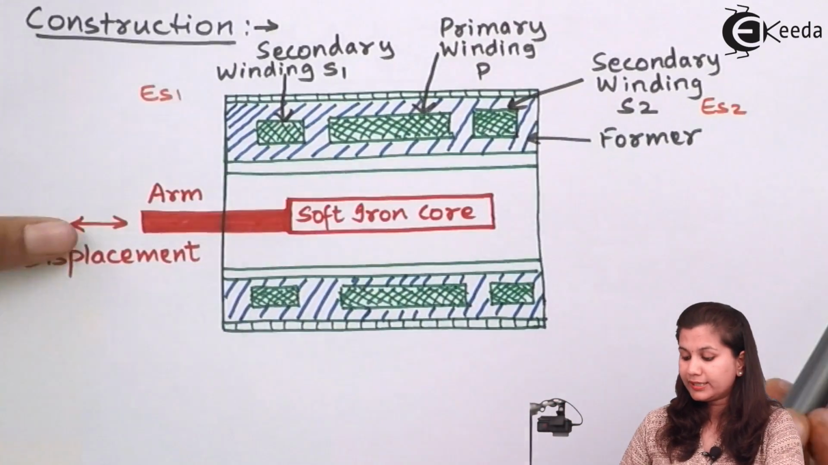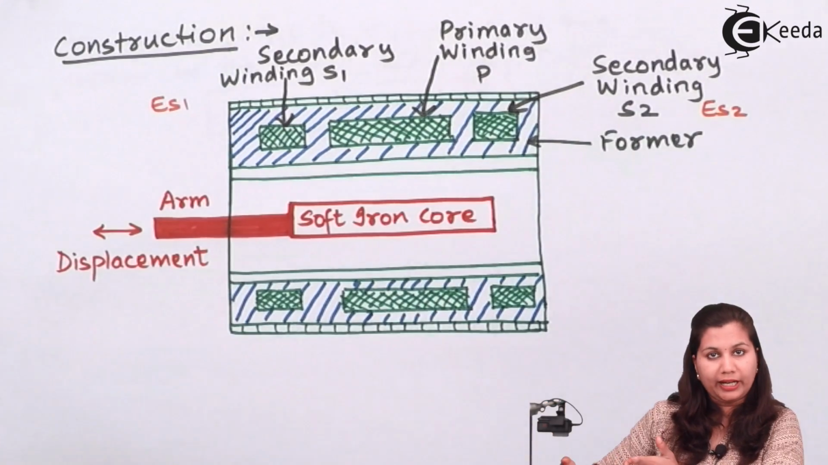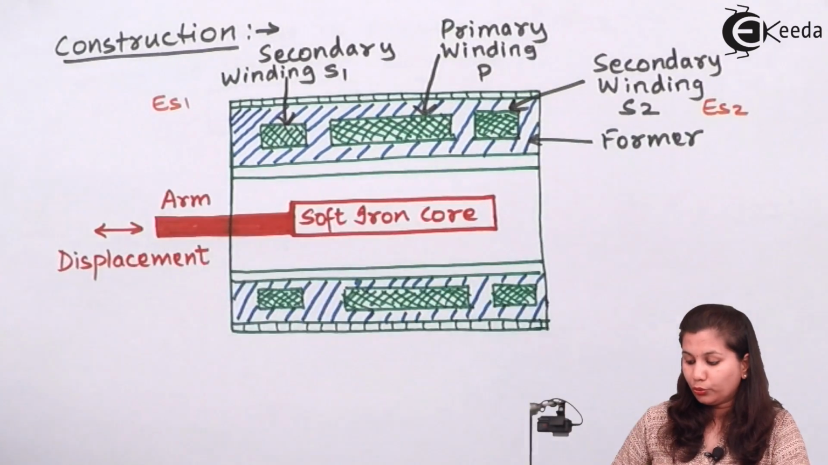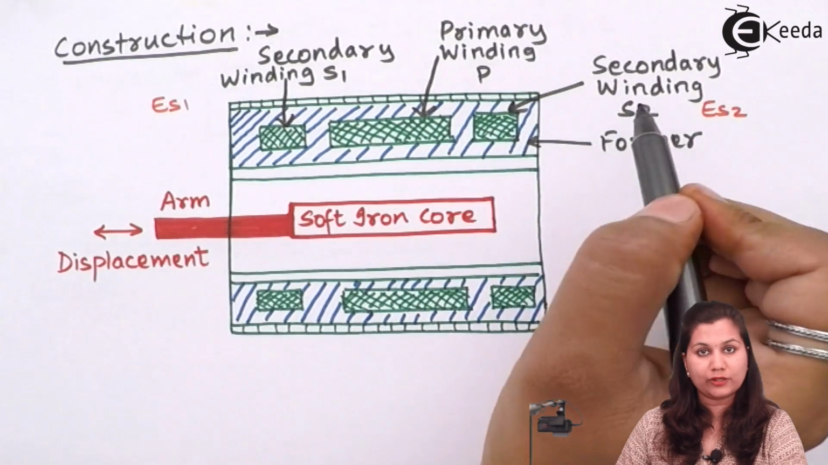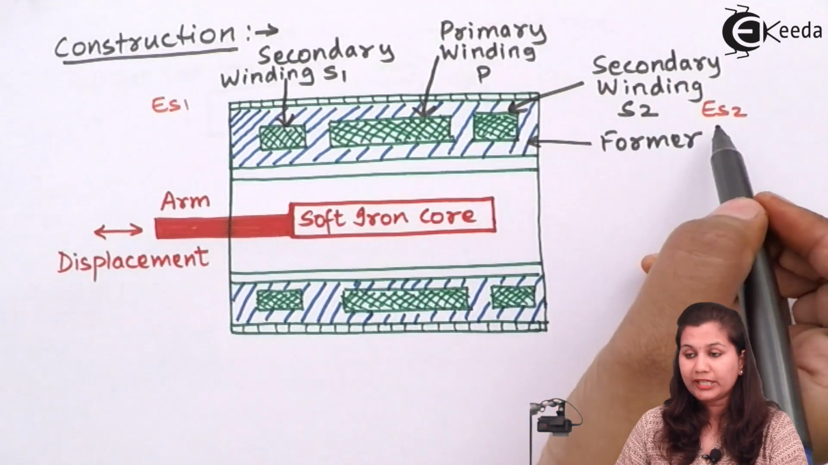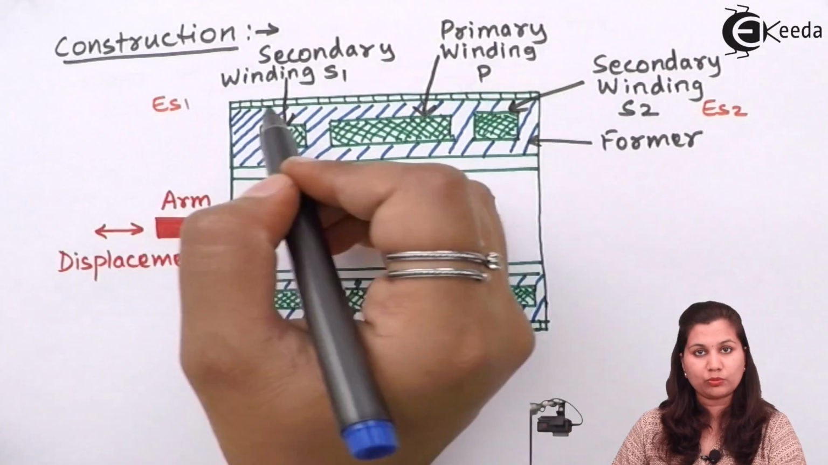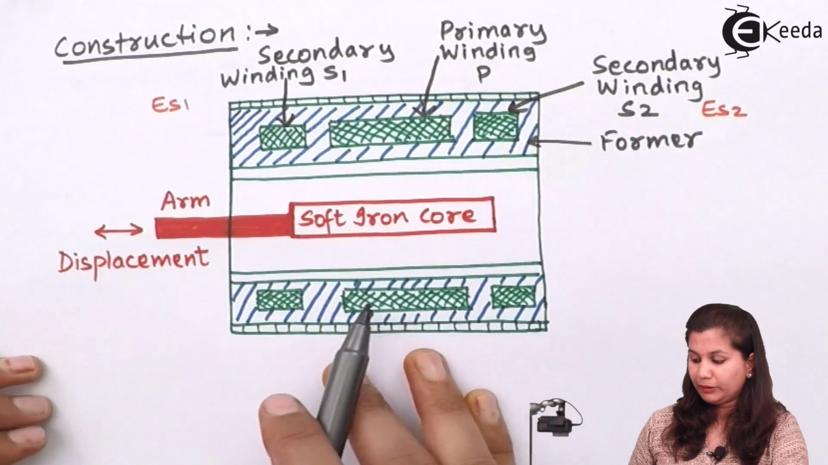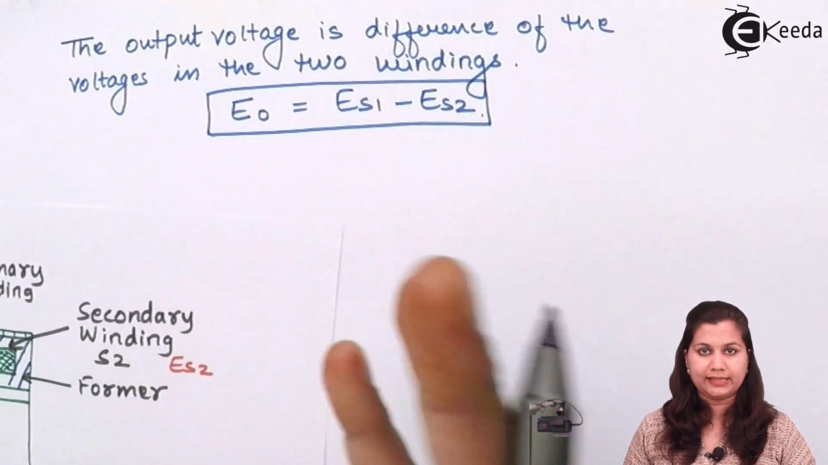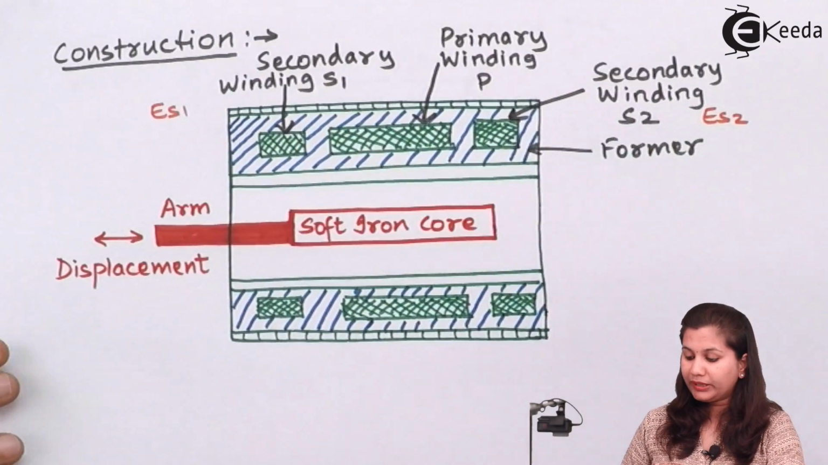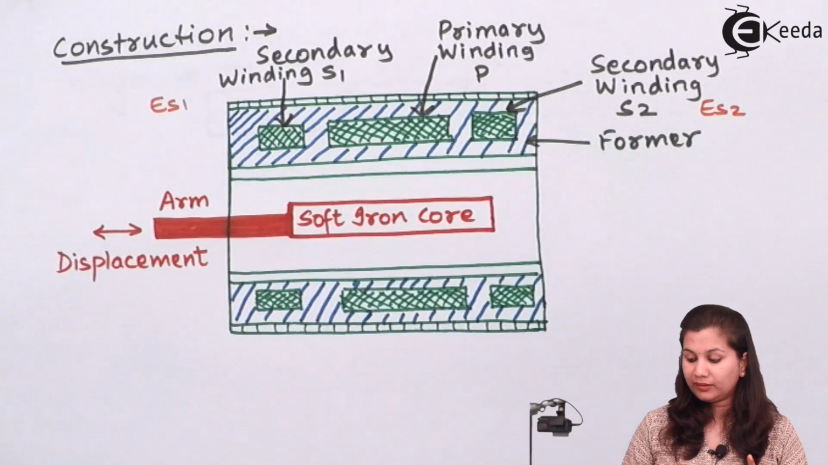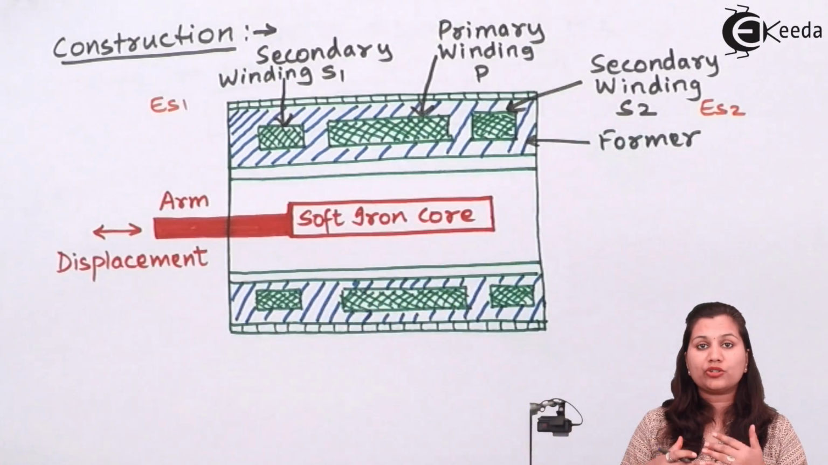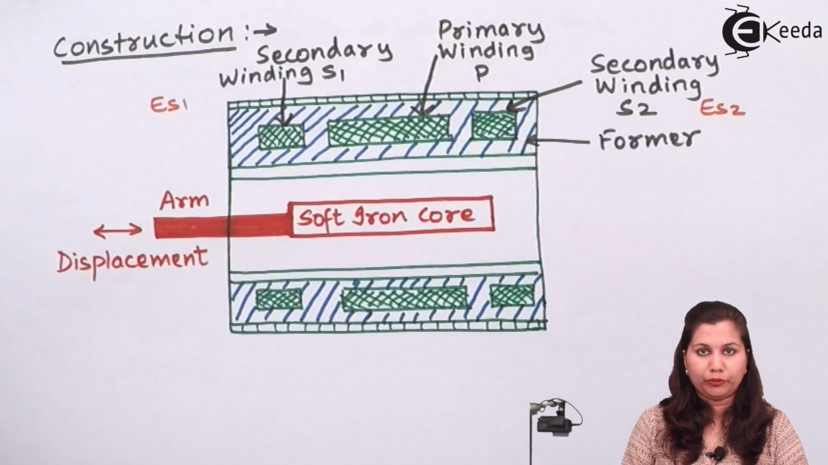Now if this soft iron core is moved to the right hand side, the flux linked with the secondary winding S2 will be greater, so ES2 will be more than ES1. So the output voltage will be ES2 minus ES1. In this way, the displacement which we are doing in this soft iron core is changing the magnitude of the output voltage.